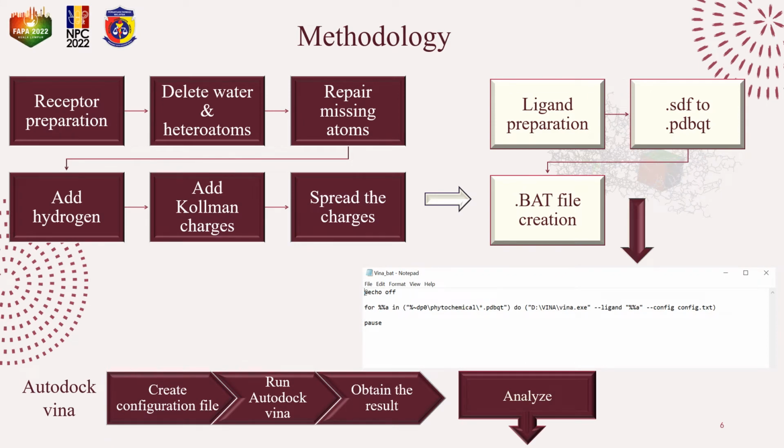Now we are on methodology. Initially, the 3D structure of the receptor, which has the PDB ID of 2FOM, was downloaded from the RCSB PDB website and prepared by deletion of water and heteroatoms along with the repair of missing atoms. Then, addition of polar hydrogens and Kollman charges was accomplished. Then the charges were spread. The ligand structures, which were listed out from the study by Selvakumar et al. 2022, were retrieved from the PubChem website and converted into PDBQT format from SDF using Open Babel GUI software.